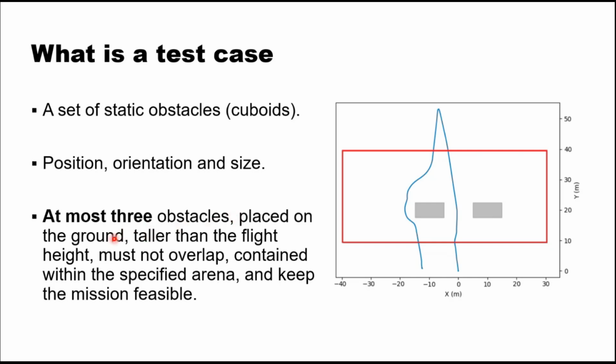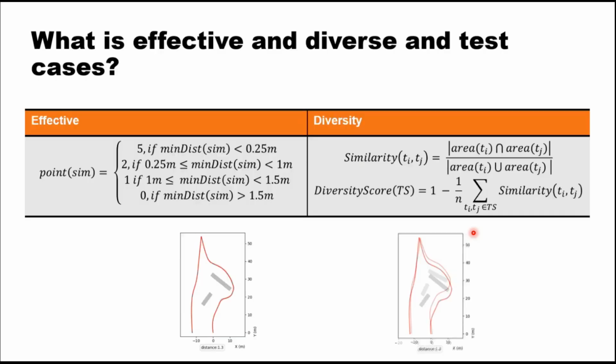Obstacles must be placed on the ground. They must be taller than the flight height, so the UAV cannot fly over the obstacles. Obstacles obviously must not overlap, and they should be contained within a specified arena. And they need to keep the mission feasible. Keeping the mission feasible means you don't need to block the entire path.